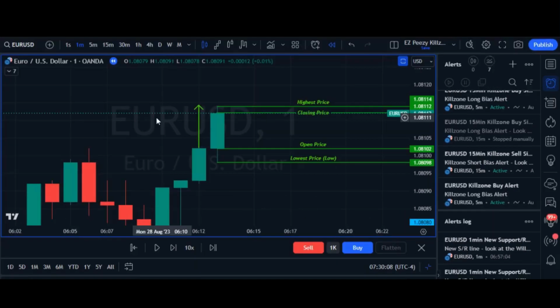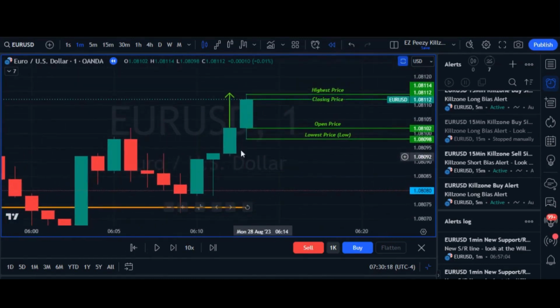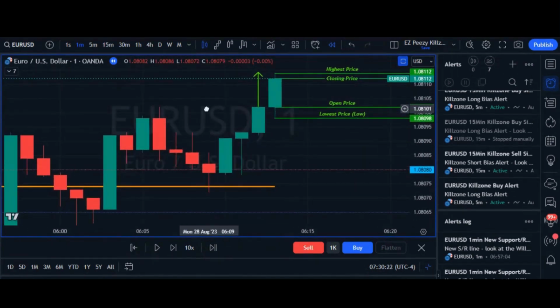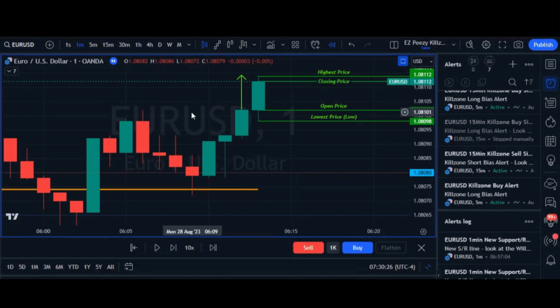Hello, welcome back to part 2 in the Intro to Candles section of this Intro to Forex Trading 101 lesson. So we talked about the anatomy of a bullish candle in the previous lesson. Now we're going to talk about the anatomy of a bearish candle. The bearish candle also has an open price, a close price. It has a high price and a low price.